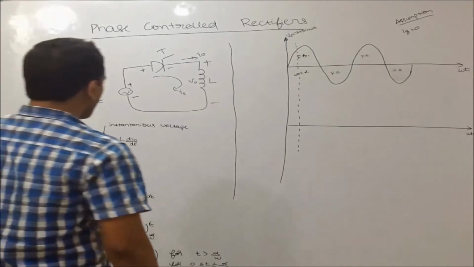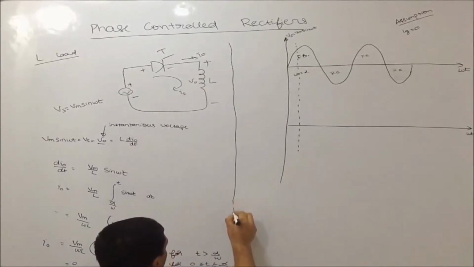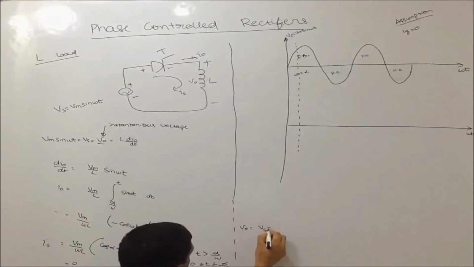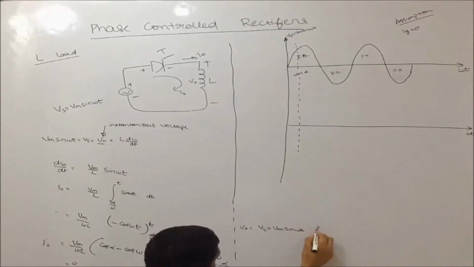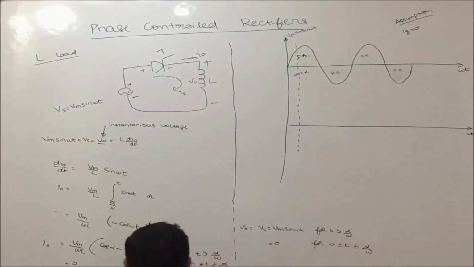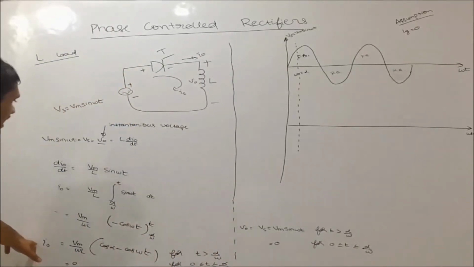Okay, and in the same interval, I will look at the expression for V naught also. V naught equal to what? Vs, that equal to Vm into sin omega t. This is for t greater than alpha by omega. This is equal to 0 for 0 less than or equal to t less than alpha by omega.